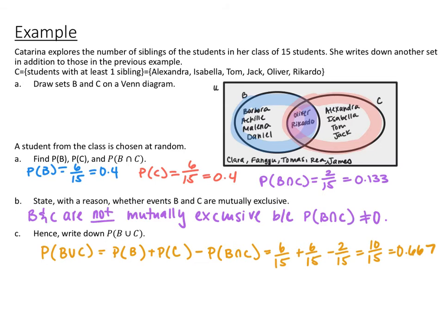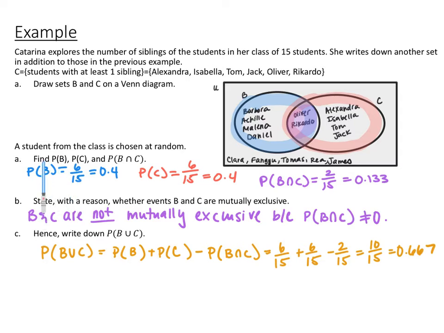So I have my Venn diagram here with group B being the group from the previous slide with 3 vowels in their name, and then group C being here with at least 1 sibling, and then we have 2 students, Oliver and Ricardo, that overlap, so they're in my middle, and then everybody else I put out here on the bottom because they're not in either group B nor in group C.